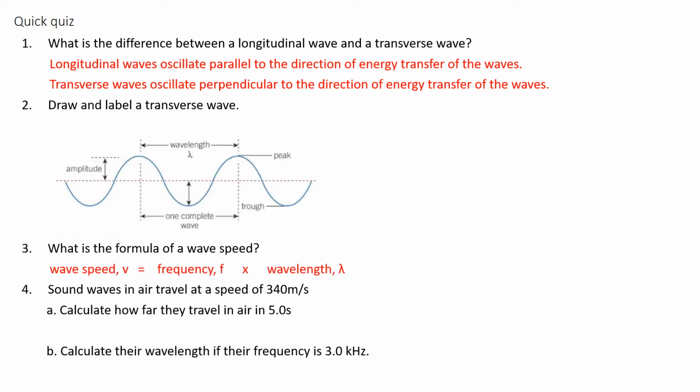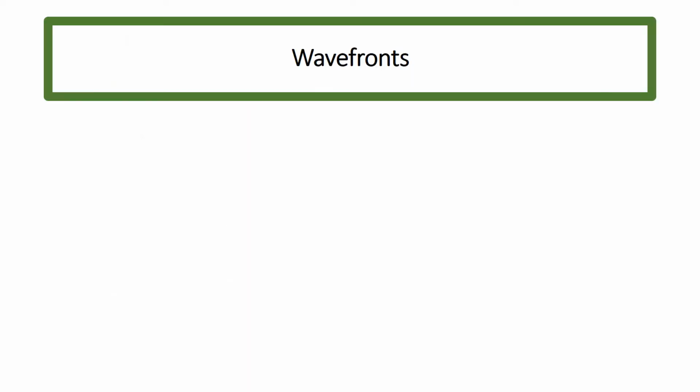The formula that we need to know: wave speed equals frequency times wavelength. And part A, the answer is 1700 metres. Part B, the wavelength is 0.11 metres.